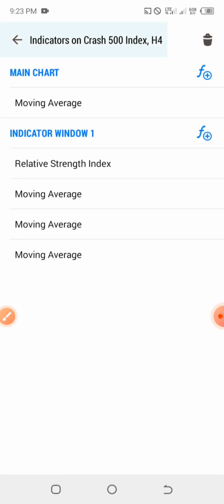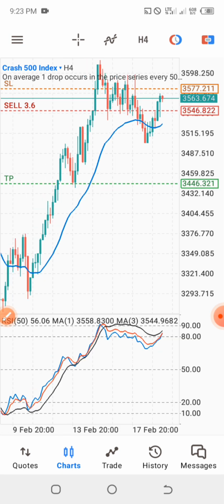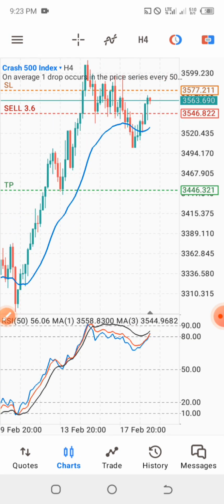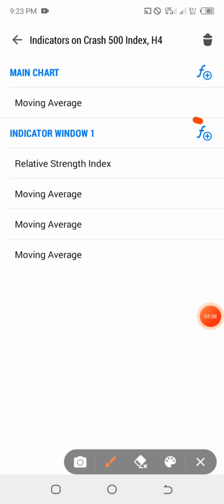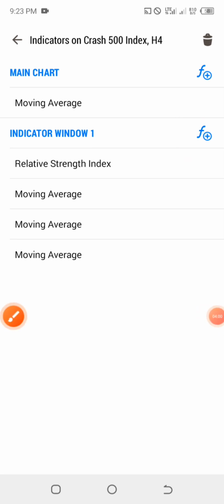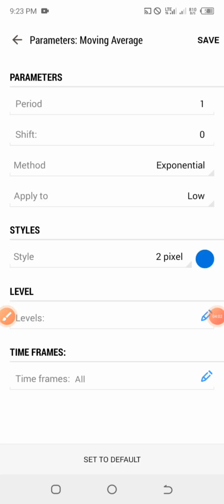So we set it up, then click on save, and this is how it's going to look like. Now the next thing we want to do: once we set that RSI up, it's going to be listed on the indicator window 1. So you click on the indicator window 1, F plot, which you can see right here. Click on it, search for your moving average, and click on it.